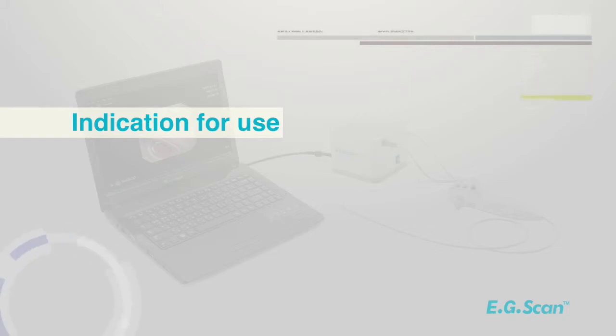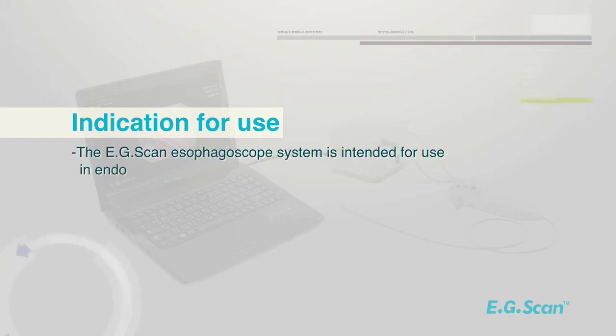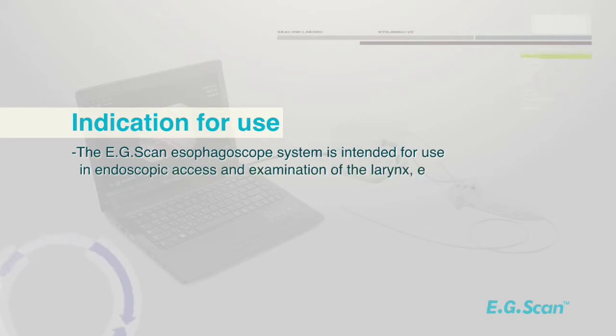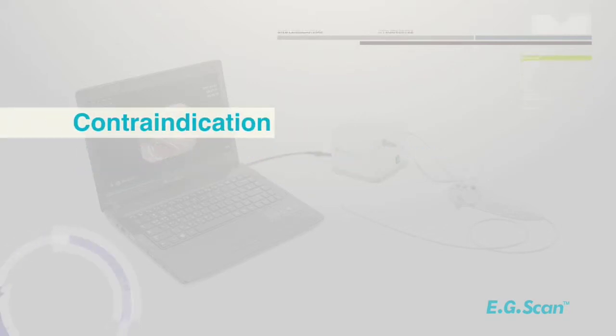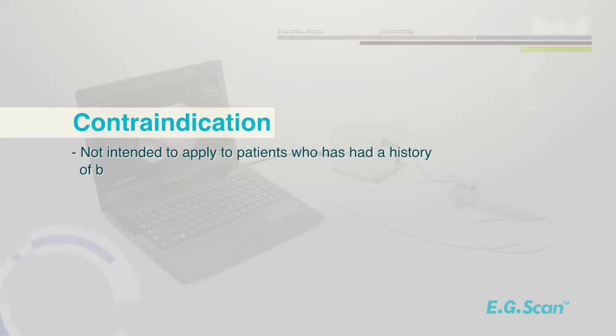Indication for use. The EG scan esophagoscope system is intended for use in endoscopic access and examination of the larynx, esophagus. Contraindication: not intended to apply to patients who has had a history of broken nose or disease of nasal cavity.